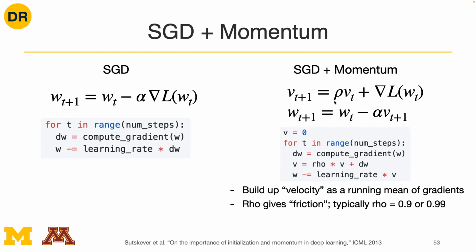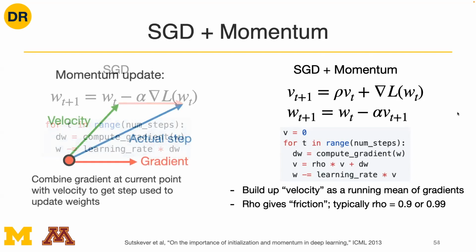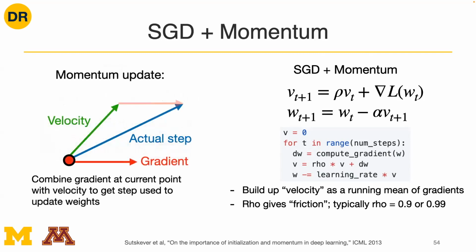If we think about what this is doing, we could imagine that maybe the gradient at some point within the parameter space is pointing along the horizontal direction, but if we have a velocity term associated with it, then SGD with momentum is going to combine the two to result in a different parameter update than we would have got with just vanilla gradient descent.